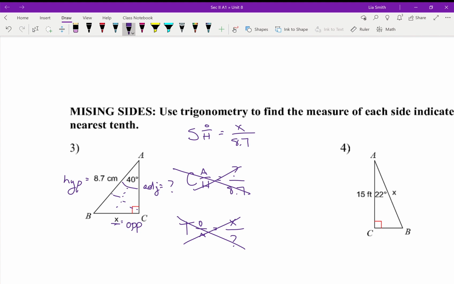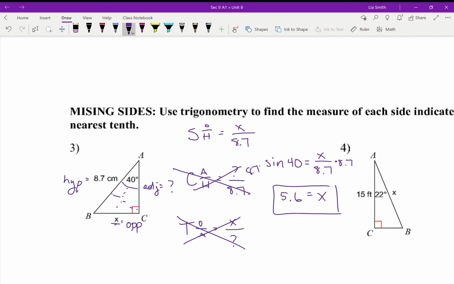So now that I've decided that my function is sine, I can set up the equation. So it becomes sine of 40 equals X over 8.7. And now we're trying to isolate X. So I got to get rid of the 8.7 by multiplying both sides by 8.7. So I get X equals, and then I'm typing this part into my calculator. So 8.7 times sine of 40 should give you 5.6.